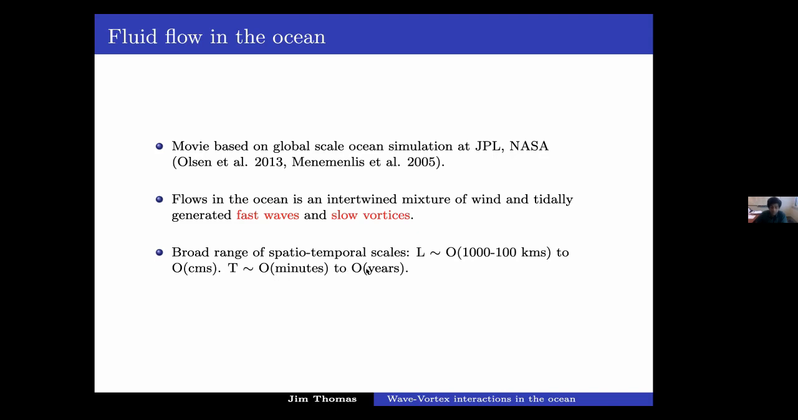So years, this is the eddy turnover time scale, the long climatological time scale for the vortices that we saw in the previous movie. So the broad set of spatio-temporal scales makes resolving the entire flow very challenging. And that's where applied mathematics and carefully planned numerical simulations are required to understand the flow.